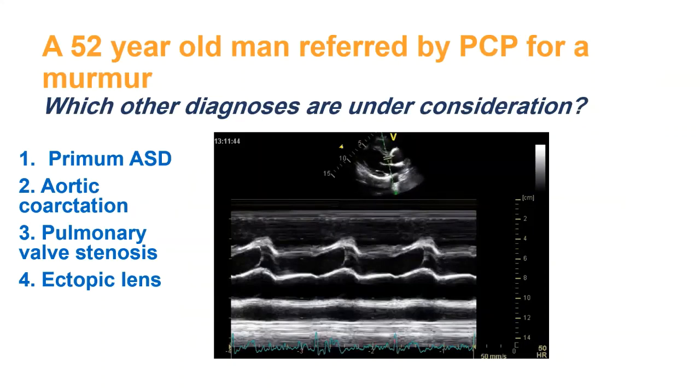The ACE exam, the certifying examination, does like associations. So the answer to the question, not this particular question necessarily, but the answer to the question may be reasonably obvious to you, but the associated abnormalities may be what they're testing. Choices are primum ASD, aortic coarctation, pulmonary valve stenosis, or ectopic lens.